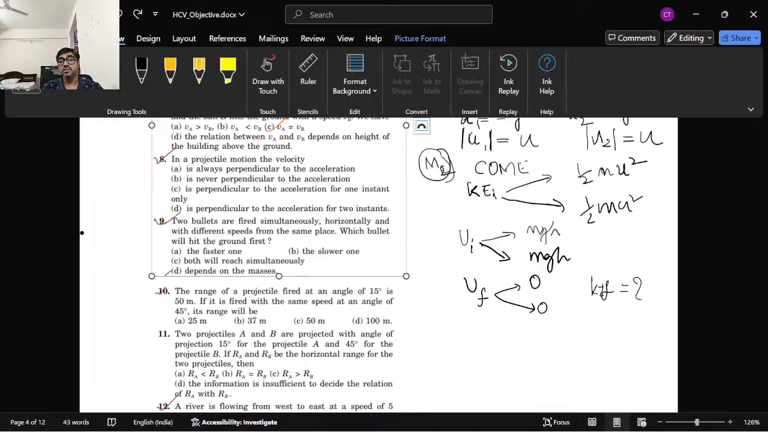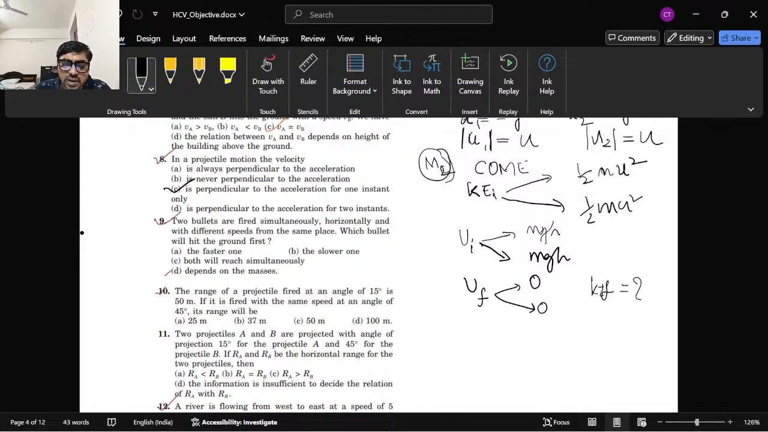Never perpendicular is also not correct. Is perpendicular to acceleration for one instant only? Perpendicular to acceleration at one instant, that is true only at that moment, correct only. Is perpendicular to acceleration for two instants? Where is two instants? No, only at the highest point you will have it. So answer is C, sir. Answer is C. I think this is a simple question only.